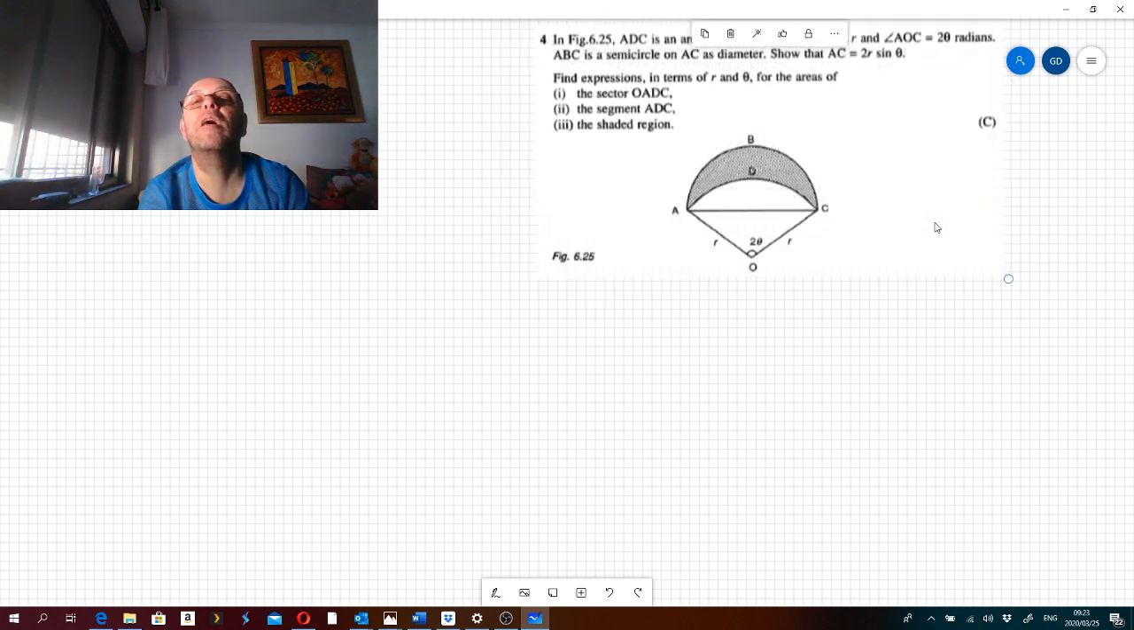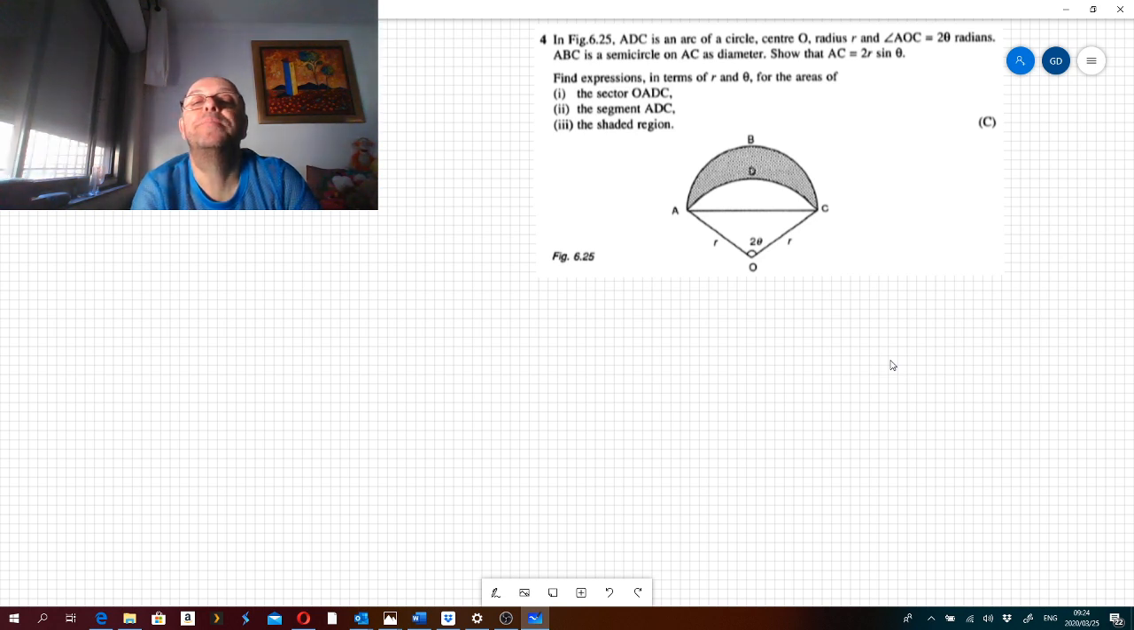Right, and we've got an arc ADC, which has a center O and a radius r and an angle of, sorry, not 20, 2 theta radians at the center. The ABC, they say, is a semicircle, and AC therefore is a diameter. We must also show that the length of AC is 2r sine theta.